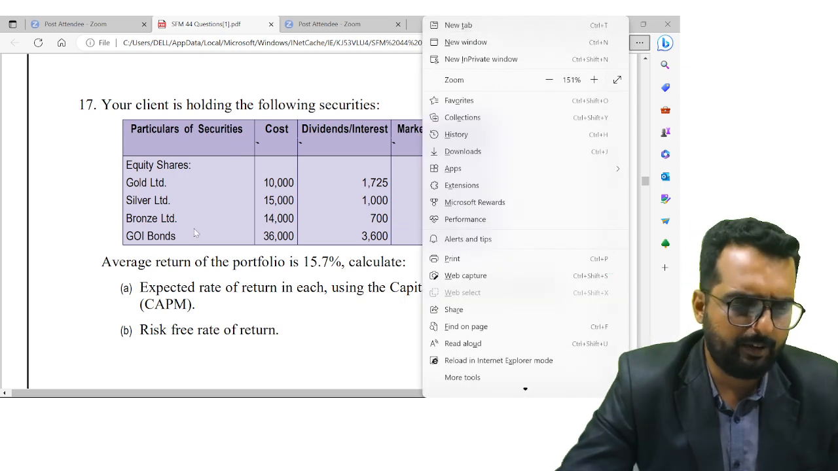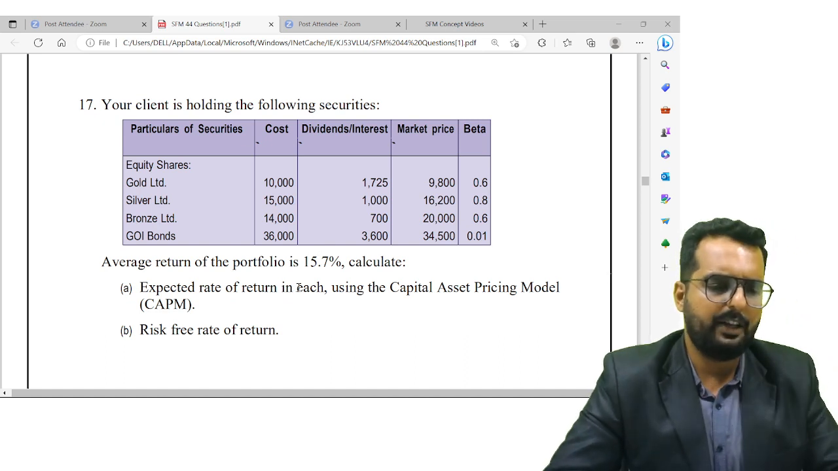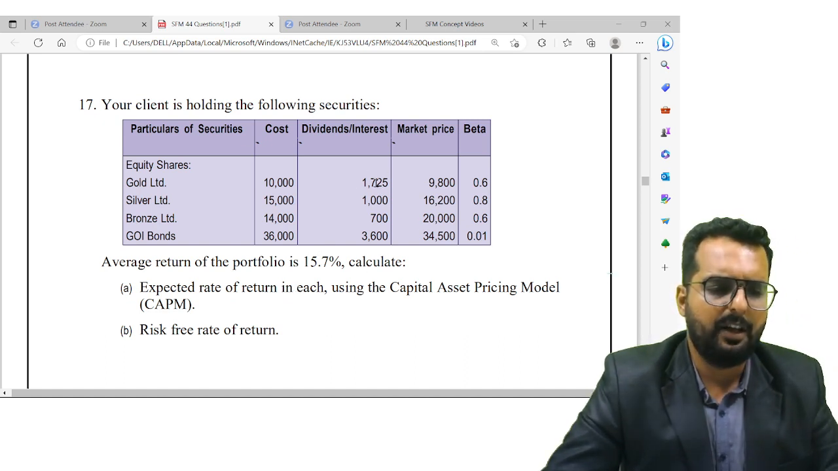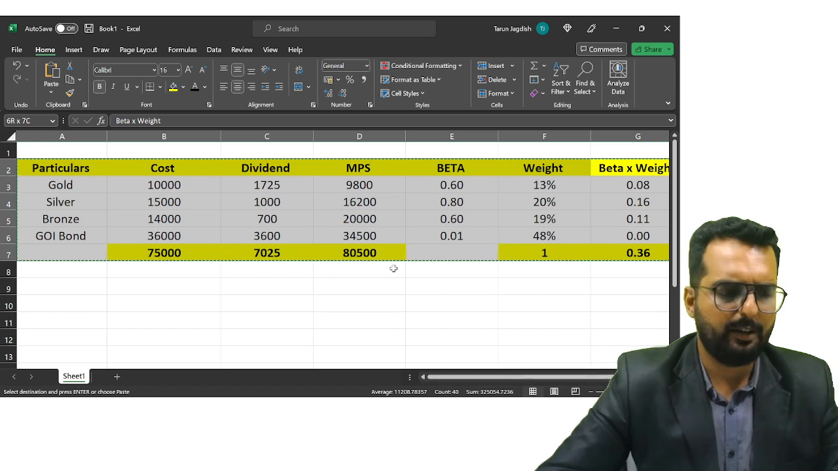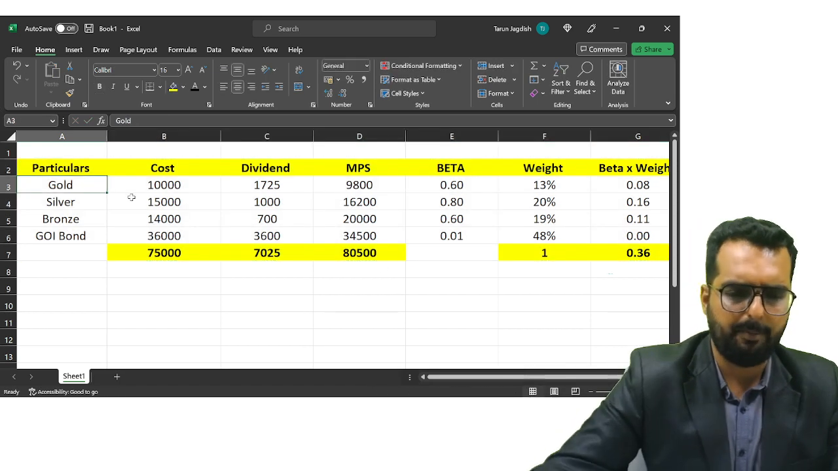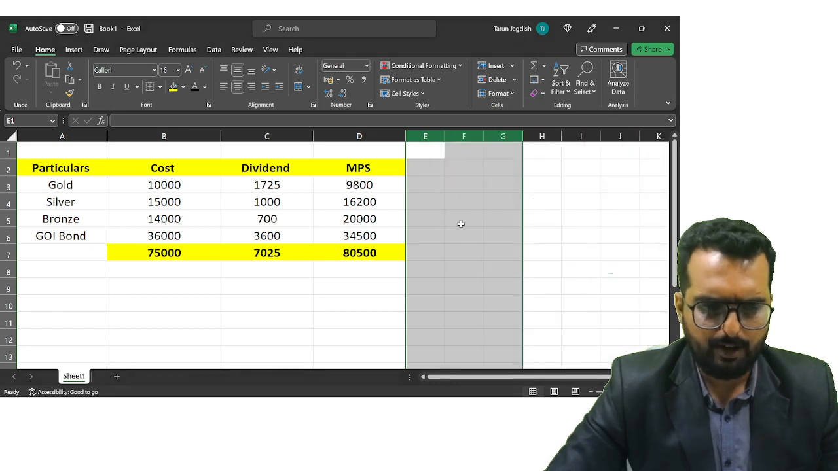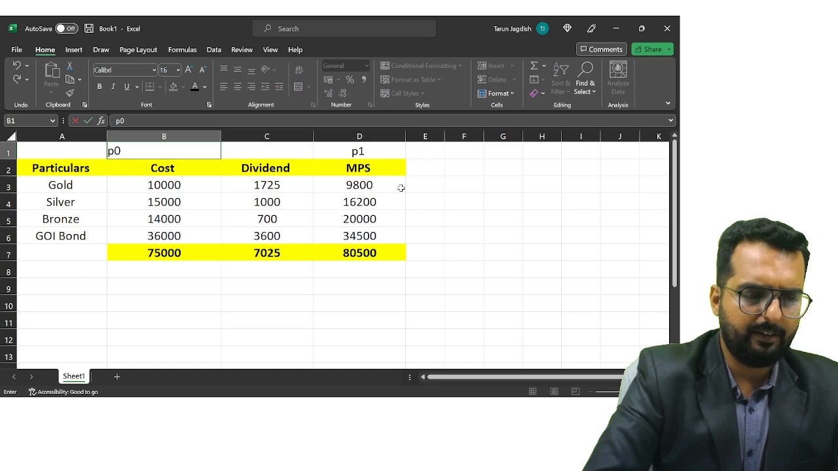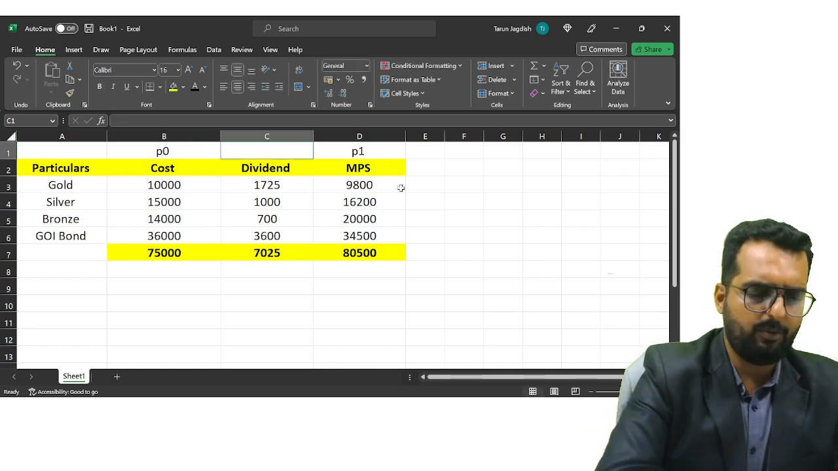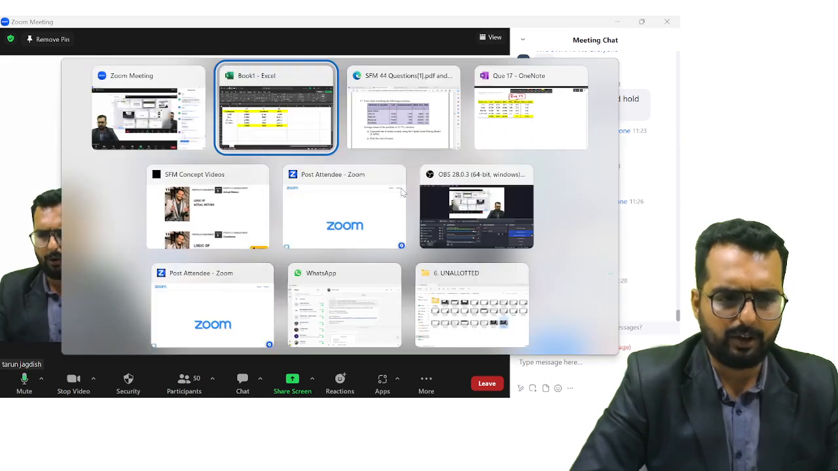So now here they have given the average return of the portfolio as how much percentage, friends? It is given as 15.7%. So they have given the cost, dividend is given and market price is given. Friends, one more thing I can find out from this. This was part 1. I got the overall beta. Second part, I'll just remove this part now. This is P1. Am I right? This is P0, and this is what, D1. Are you all clear so far?